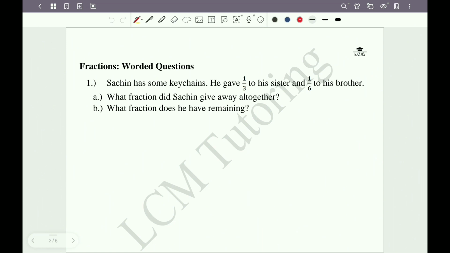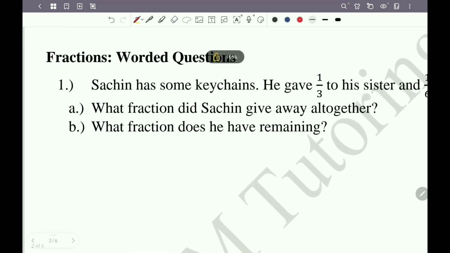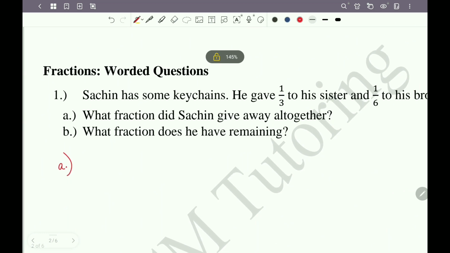Right, so just like with a whole number worded question, if I said Sachin gave away 3 to his sister and 6 to his brother, and the question asks what number did he give away altogether, what we would do is actually add 3 and 6. So the same applies with fractions, except instead of adding these whole numbers, we're going to add the fractions. So we would need to add, for part A, the fraction given away.